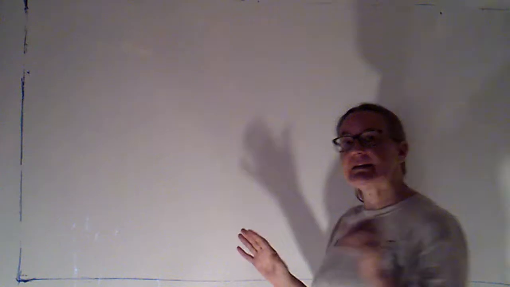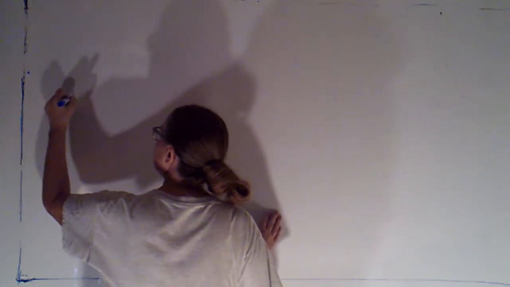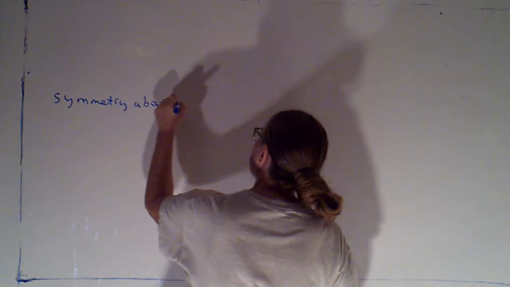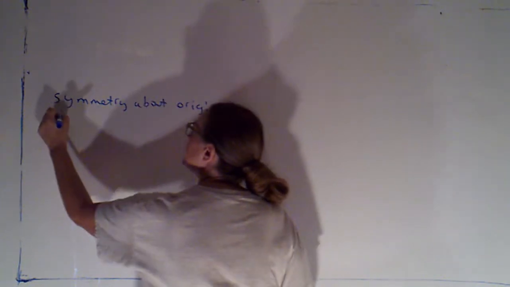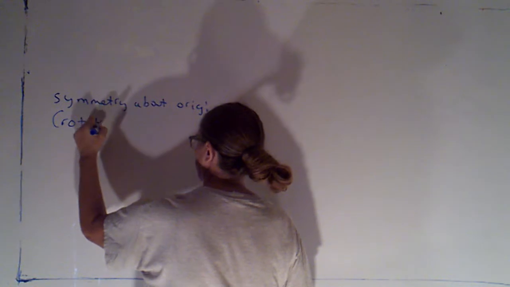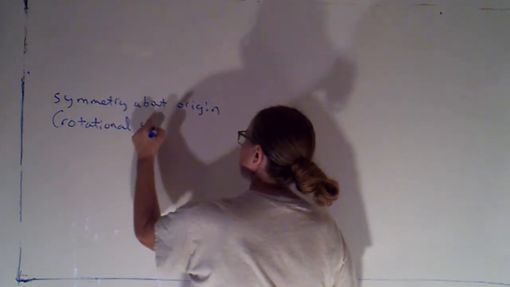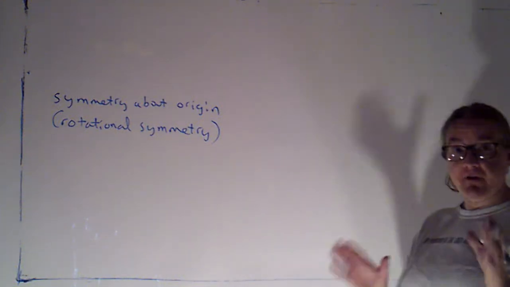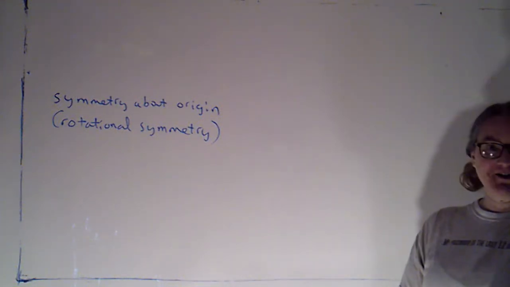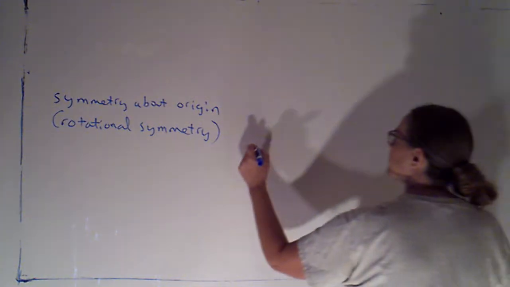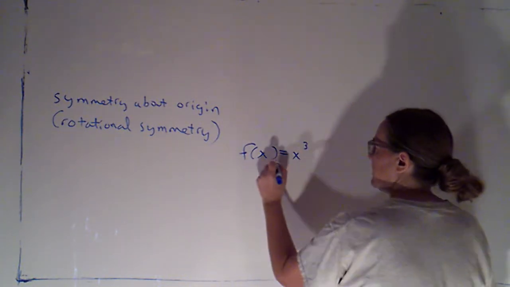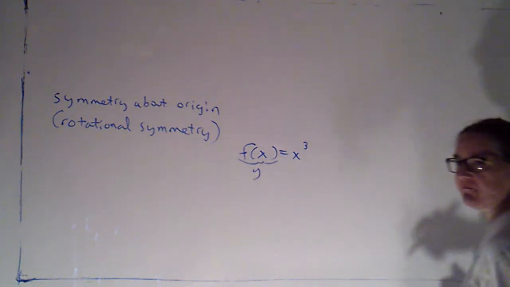The third type of symmetry that we can have is symmetry about the origin. That's also called rotational symmetry, and we'll see why in just a moment. A nice example of a function, and this one will be a function, that has this type of symmetry is f of x equals x cubed. And remember, f of x is just a fancy name for y.